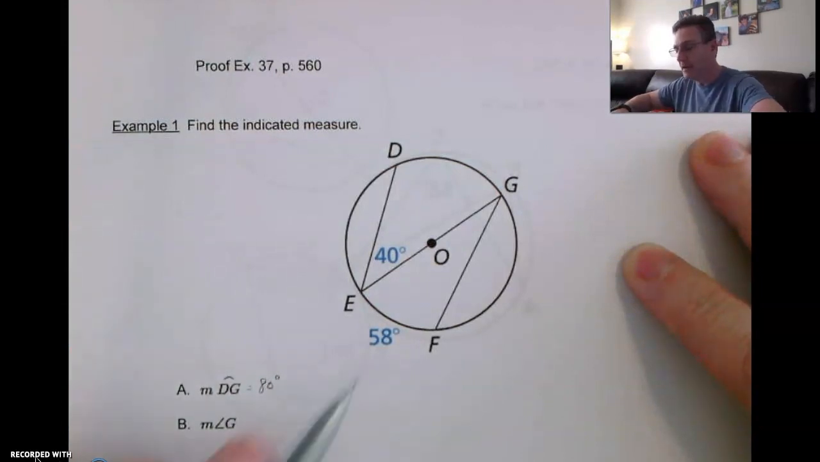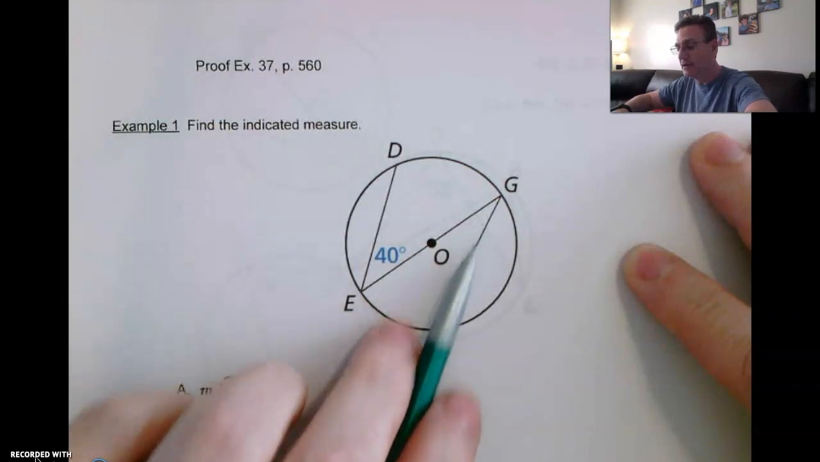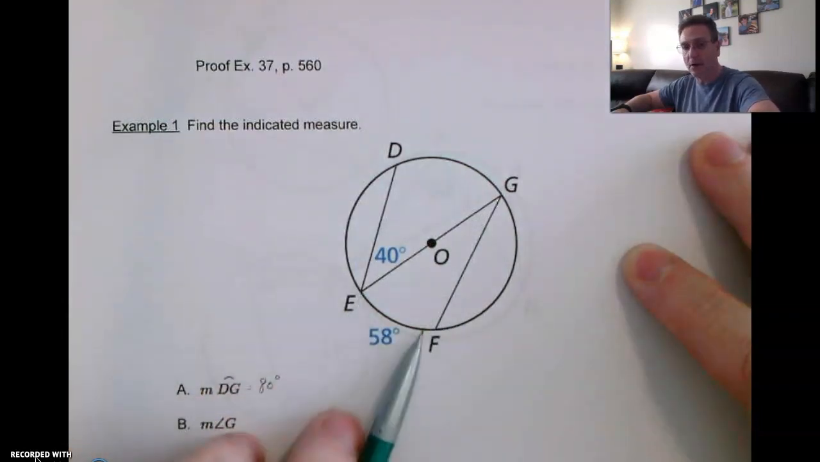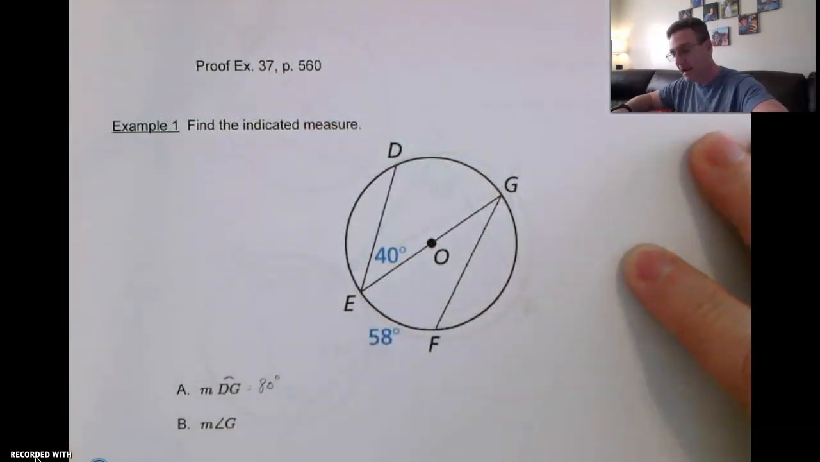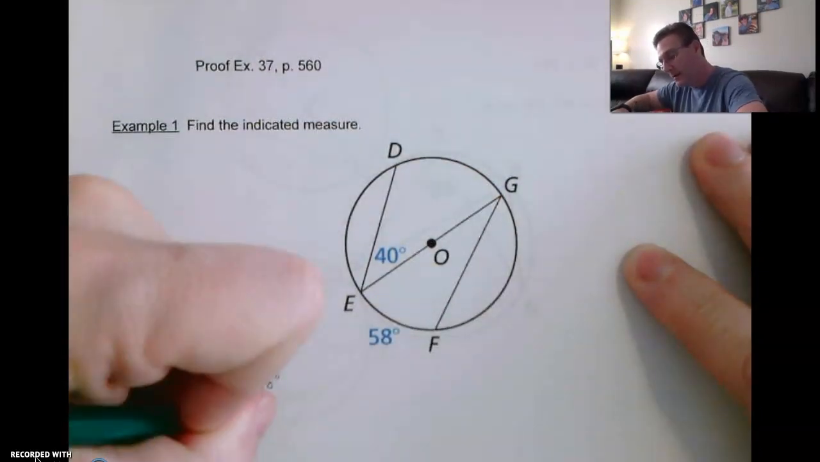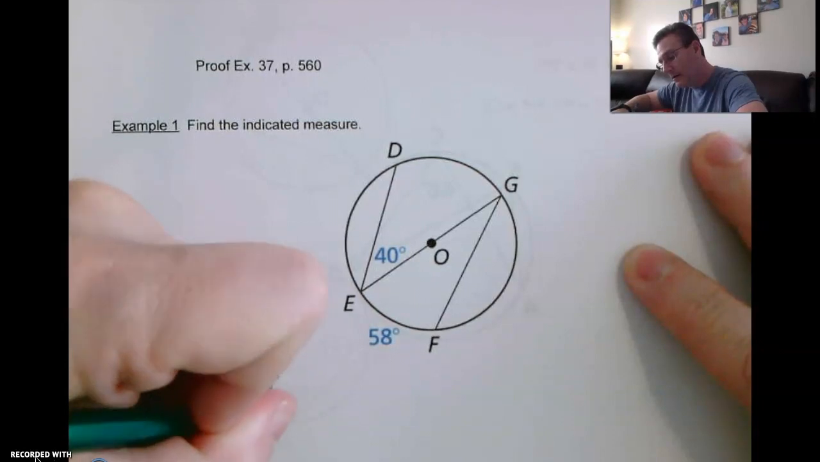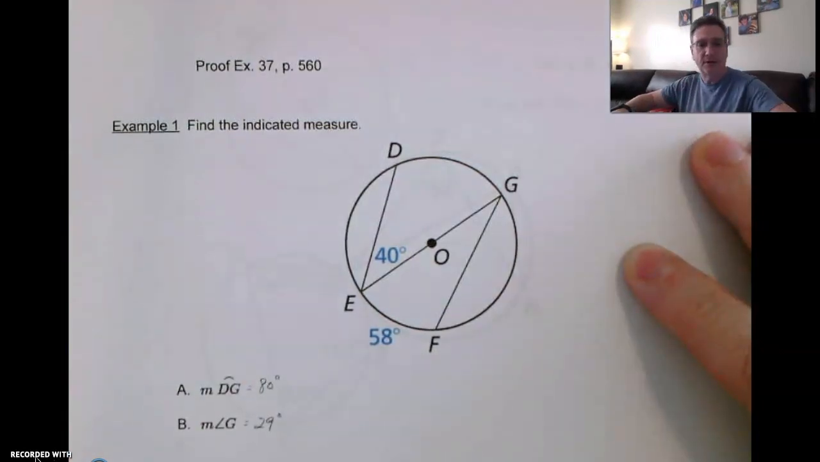Measure of angle G is here. Angle G is intercepting arc EF, so angle G is half of 58. So angle G is 29 degrees.